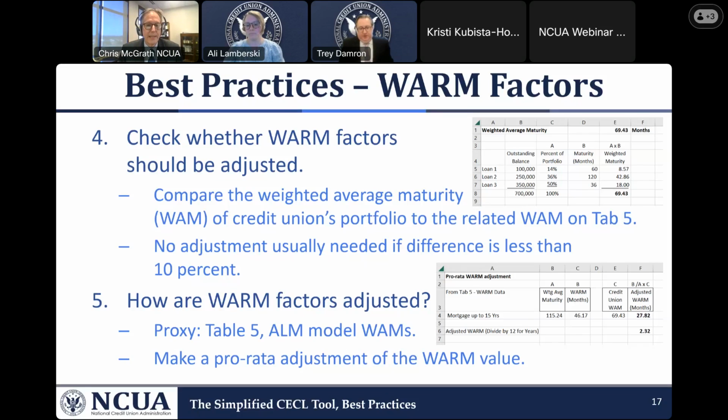If the difference is less than 10%, in most cases, the WARM factors do not need to be adjusted. However, if the difference is more than 10%, the WARM factors should be fine-tuned. A common method is the rise-run approach, also referred to as a pro rata adjustment. This is demonstrated with the Excel image in the bottom right-hand corner. The Excel image at the top is a reminder of the way that the weighted average maturity is calculated. Note that the maturity column is remaining months on the loan. Next slide, please.